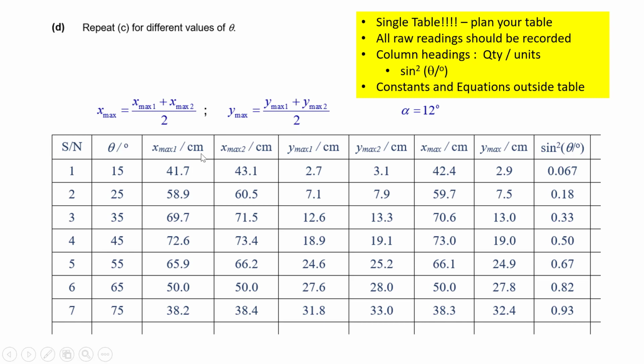I'm going to repeat my experiment, so I'm going to have x max 1, x max 2, then y max 1, y max 2. The question asks me to determine x max, so I'm going to have x max, and I'm going to plot y max, so I need y max as 1 column. And finally I will need sine squared theta. So counting, I would have 1, 2, 3, 4, 5, 6, 7, 8, 9.